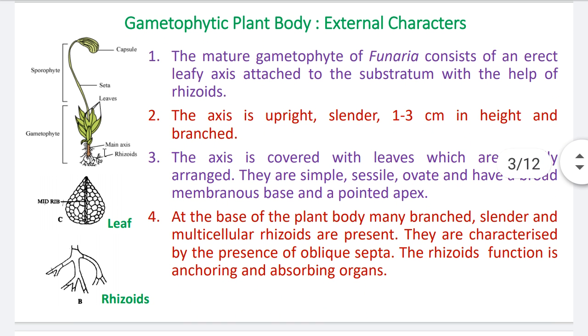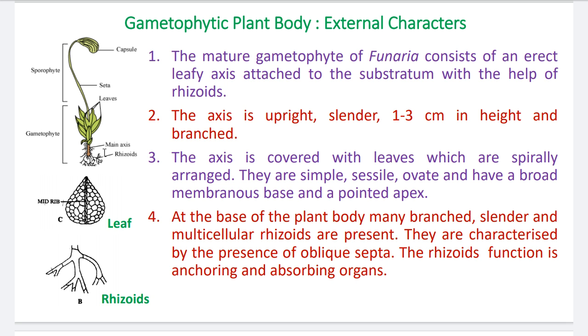Then the gametophytic plant body. We already studied what is meant by gametophytic plant body. The gametangia-producing plant body is called the gametophytic plant body. The male gametangium is the antheridium and the female gametangium is the archegonium. Now the external characteristics of the gametophytic plant body, meaning the main plant body of the Funaria.